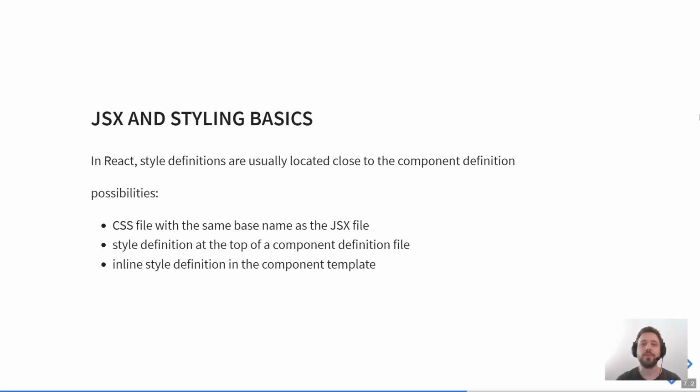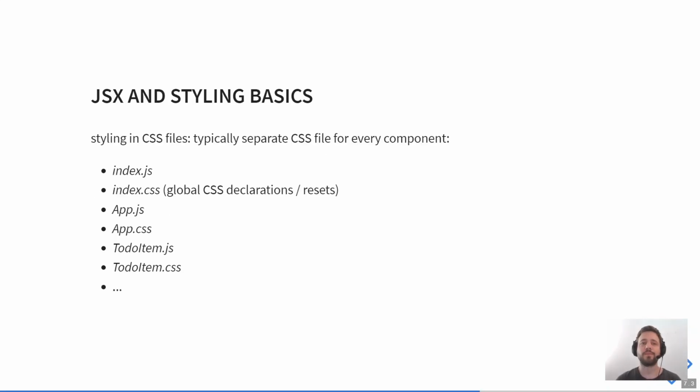Common possibilities would be putting them into a CSS file with the same base name as the corresponding JSX file, putting style declarations at the top of component definition files, or using inline style declarations inside the component template. When declaring styles in separate CSS files, we will usually have one CSS file per component. And some global styling can go into a file named index.css.